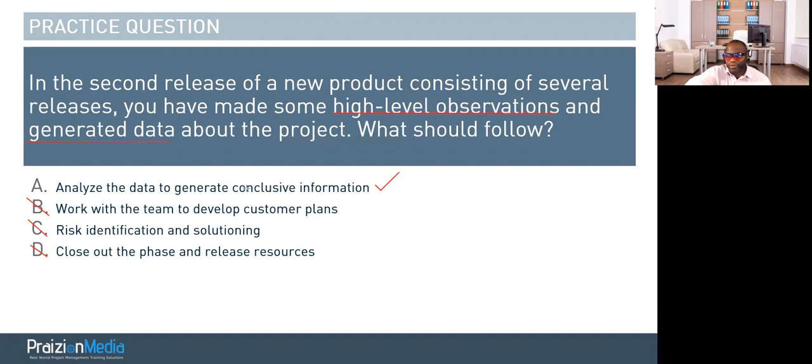So beware of red herrings. This really doesn't mean anything. What's a customer plan? Resource management plan, stakeholder engagement plan? Well, that was done before. So that's how you need to think through stuff like this.